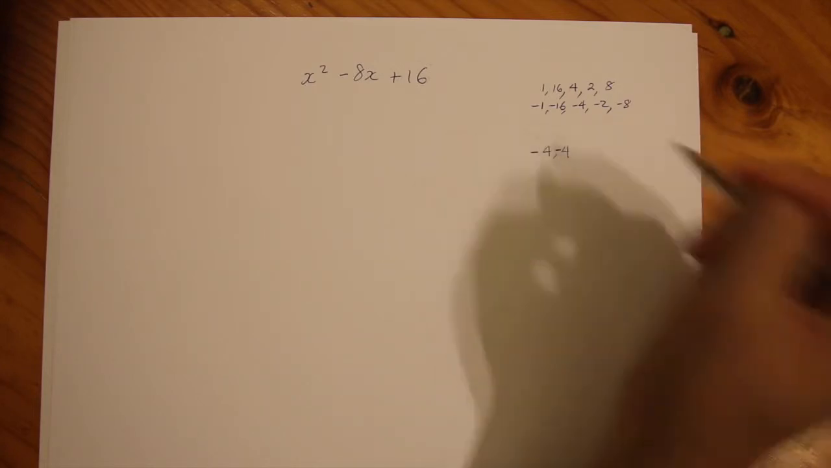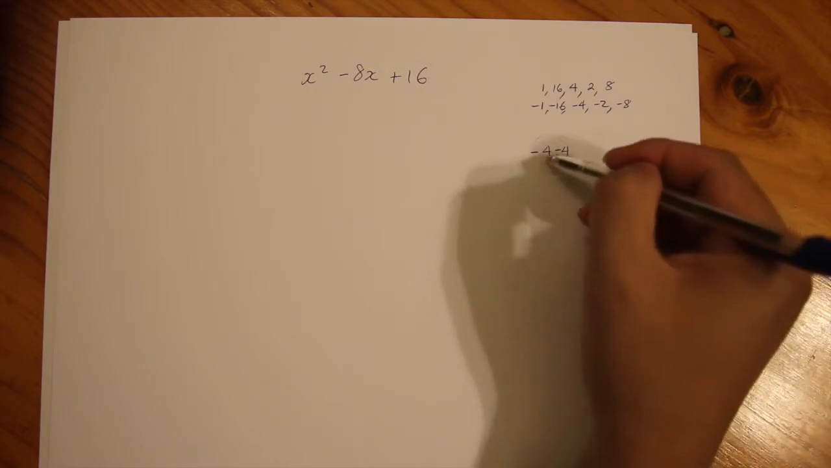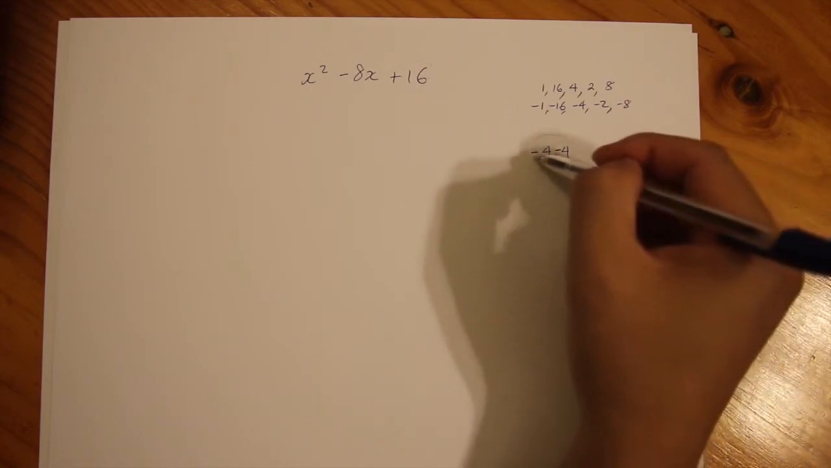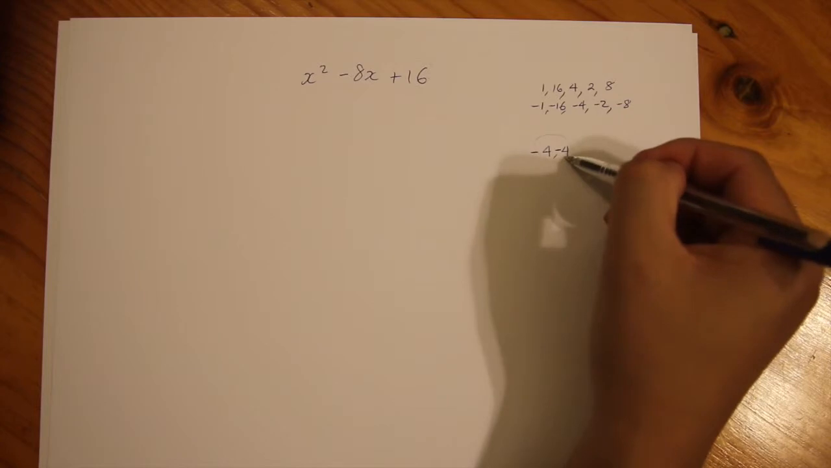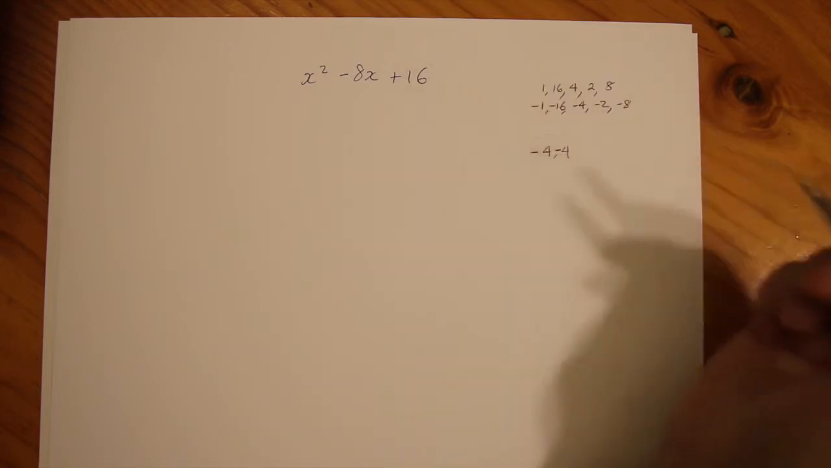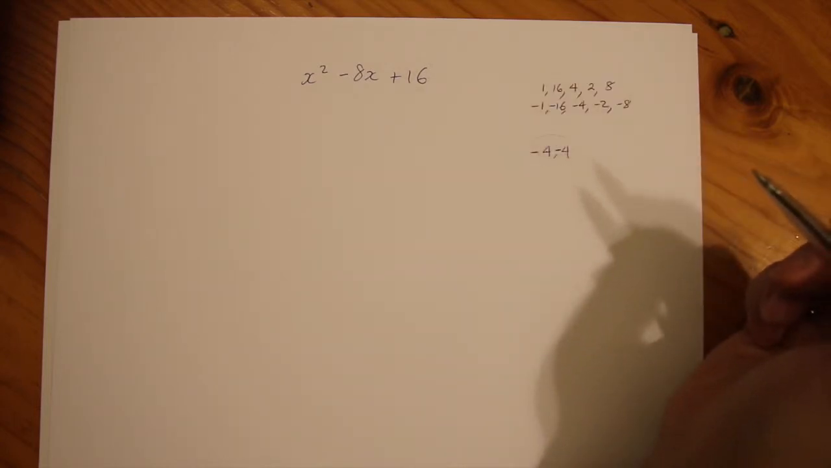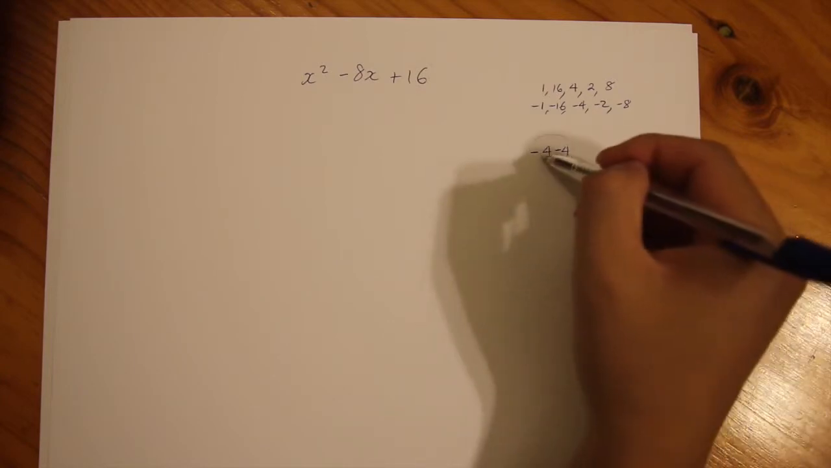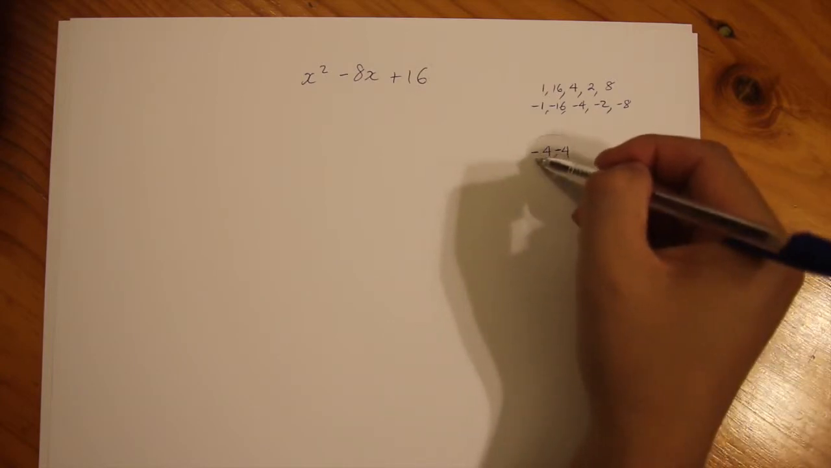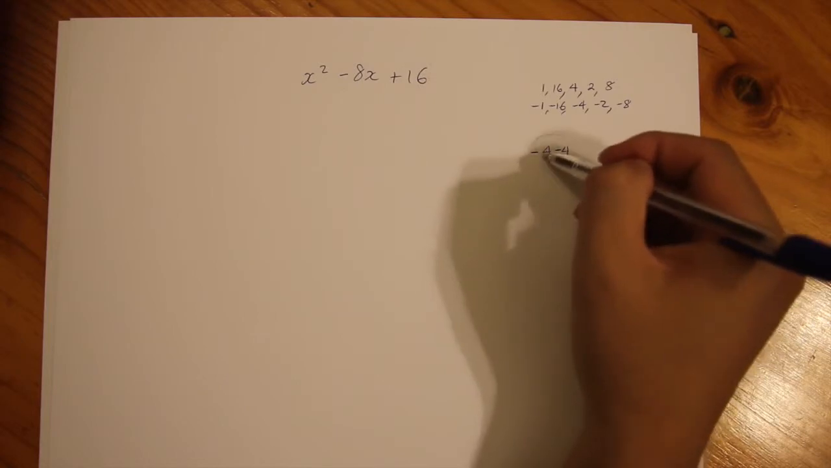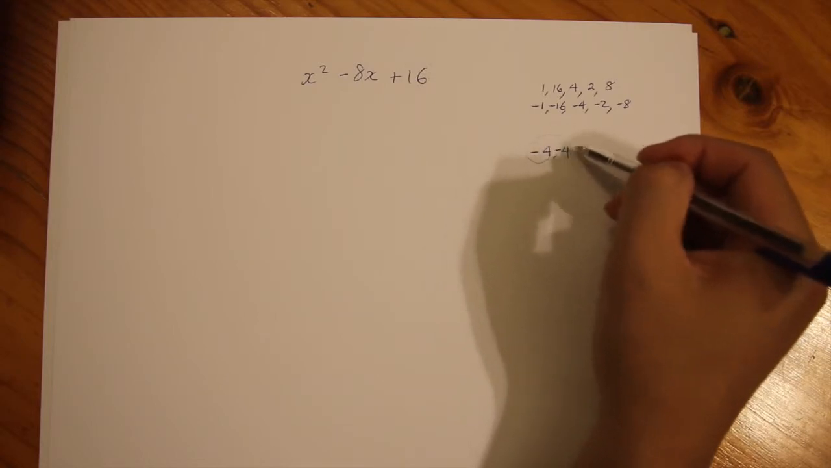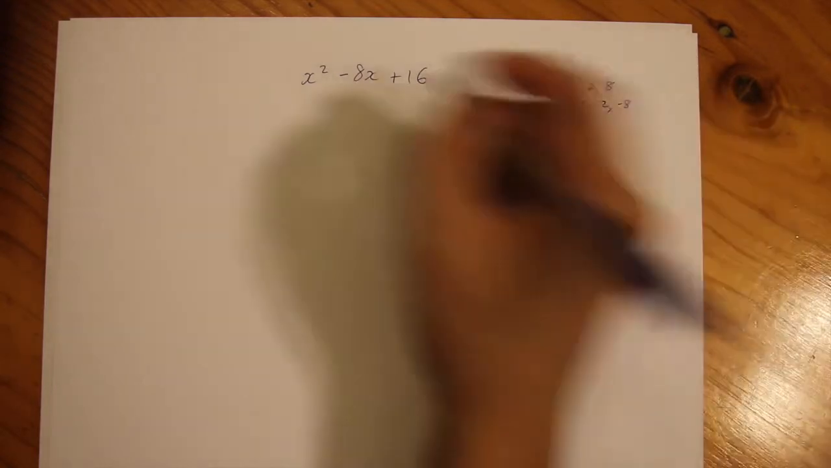But if I have two factors that are negative 4 and negative 4, negative 4 times negative 4 is positive 16. But it also meets the second criteria, because when you add these two numbers, it does equal negative 8.